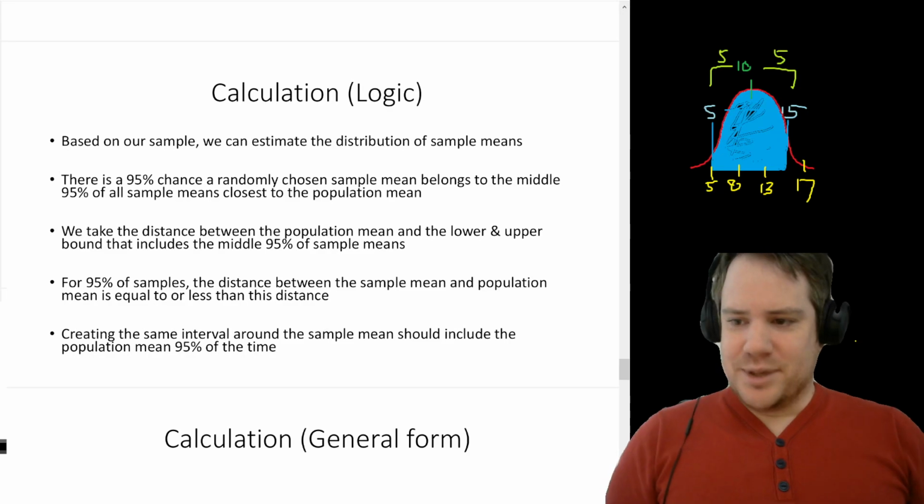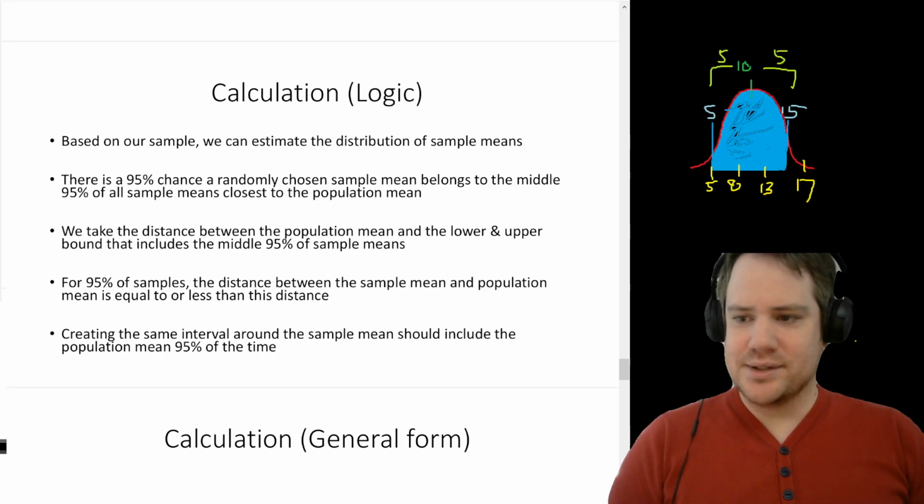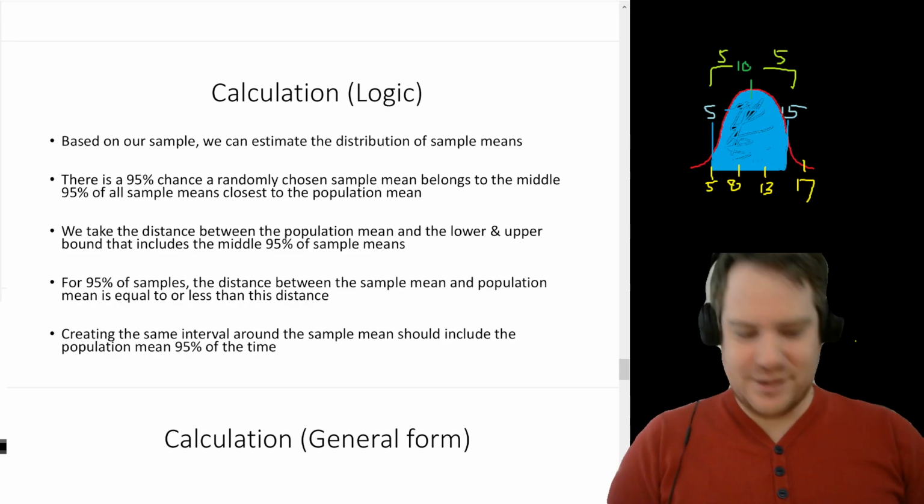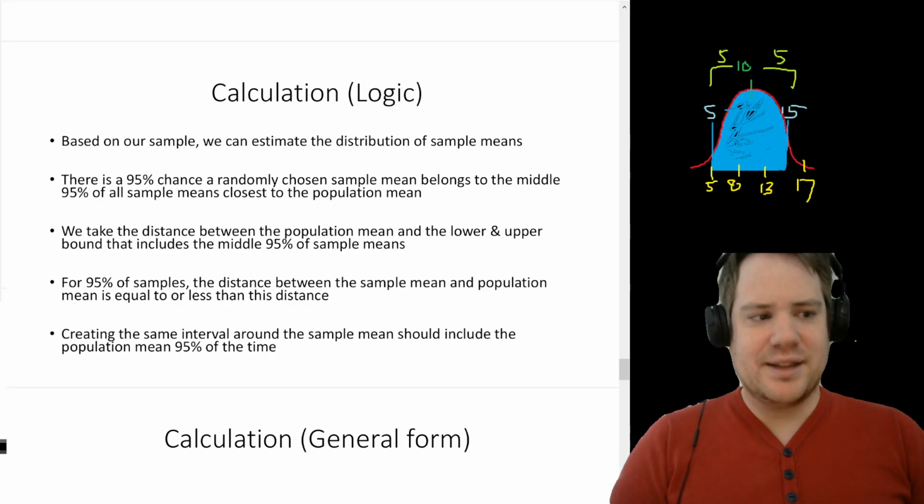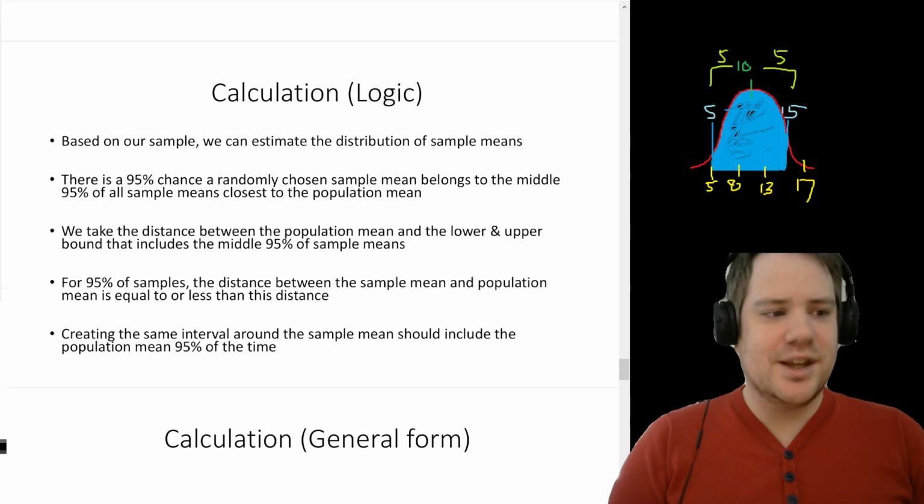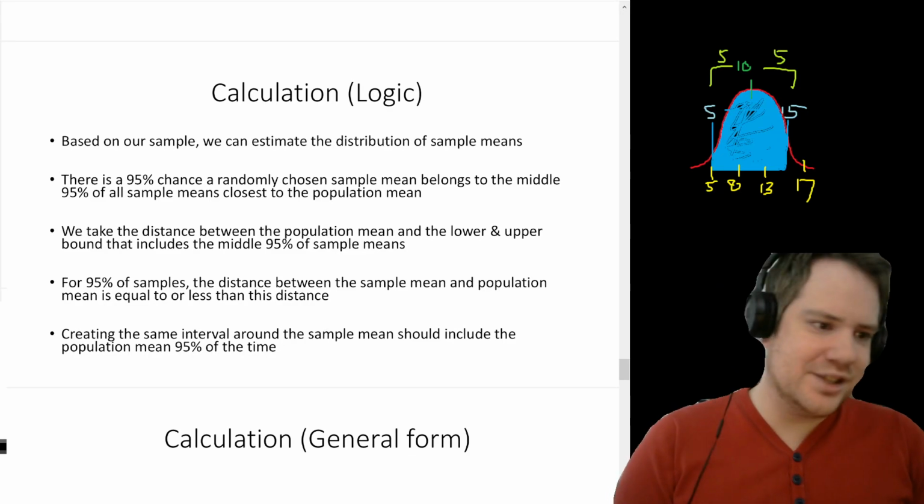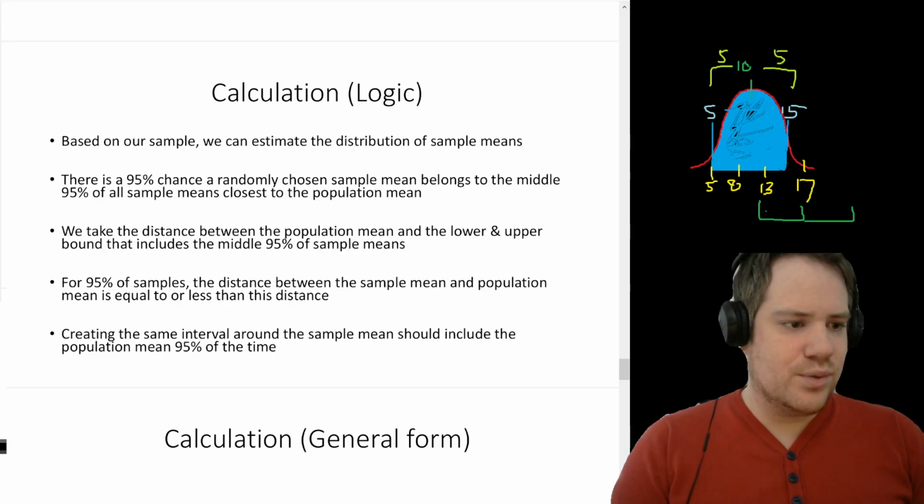So that's the logic that's being applied here. First, you look at how close 95% of the sample means are. Well, in this case, a distance up to 5. They're up to 5 points away from the population mean. Okay, so if I make that same interval around each sample mean, then in the long run, 95% of those intervals will include the population mean, unless you have one of those extraordinary, extreme samples like the 17, where the distance is too great for it to be included. In this case, it would go from 12 to 22.